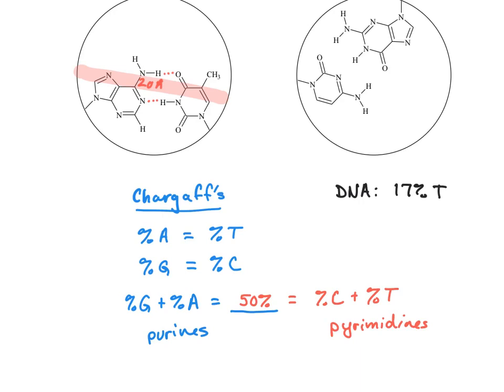Well, we know that T and A have to be equal to each other, so that's easy enough. And we know that A and G have to add up to 50%, so that would be 33% for G, and C must be 33% as well. Like I said, if you know one, you can know them all, and that can be kind of handy. We'll practice that on the homework.